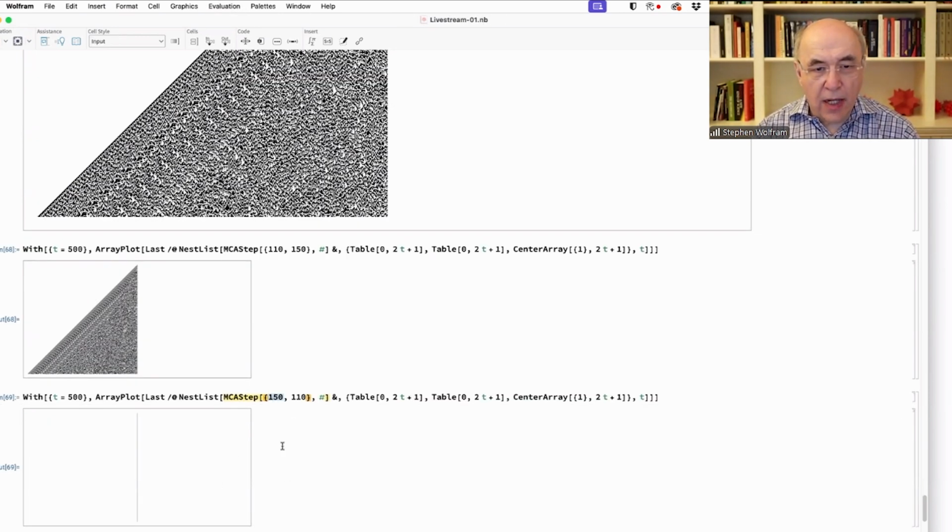Boring. How about rule 90 with rule 110? Boring. How about rule 30 with rule 110? Combine two of my favorites. Oh my gosh, they don't play well together. Let's try it the other way around. This one might maybe be a bit more interesting.